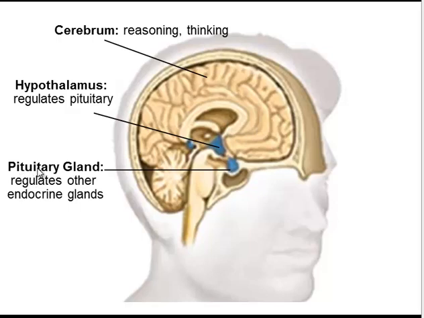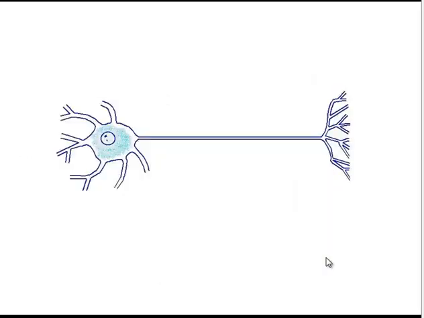The pituitary gland is in charge of other endocrine glands, such as the testes or the ovaries or the adrenal glands or the pancreas. And then here we've got a very important structure called the medulla. The medulla, if you remember, is responsible for regulating breathing and heart rate. It's got sensors to detect carbon dioxide concentrations in the blood.